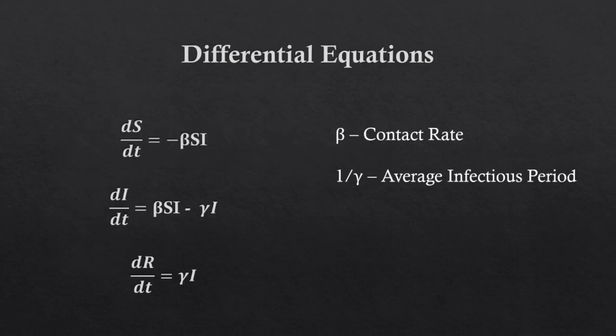Here are the three basic differential equations we'll be looking at to show the changes to each compartment. Beta represents the contact rate. It'll dictate how quickly people will move from the S to the I categories. The gamma value represents how long a person is infectious for. For instance, if the disease is transmissible for 10 days, the gamma value will be 0.1, as 1 over 0.1 is 10.